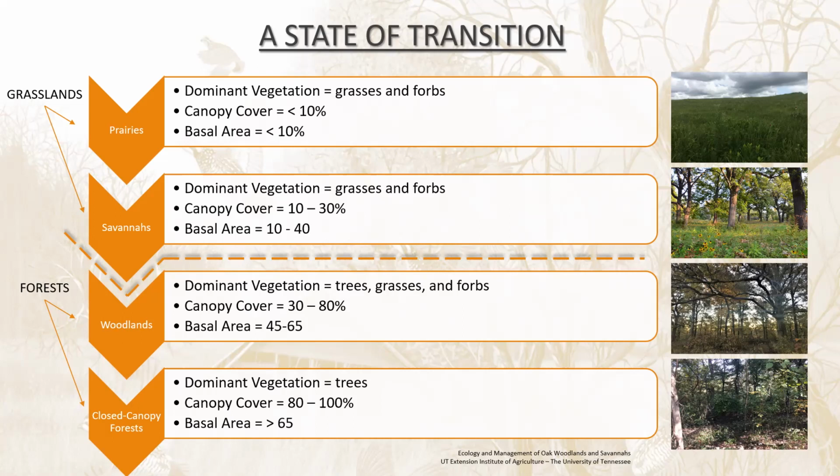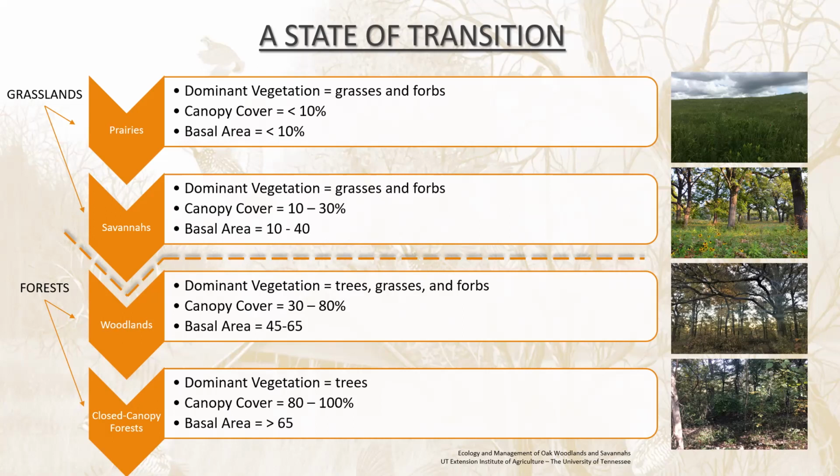From our prairies, we then transition into our savannas. These areas, while still dominated by our grasses and forbs, are going to have more trees than our prairies. So the canopy cover for a savanna is going to be on average 10 to 30%, with a basal area of 10 to 40. And before I continue, basal area is a measure of the tree density in an area. So the higher the basal area, the higher the tree density is within an area.